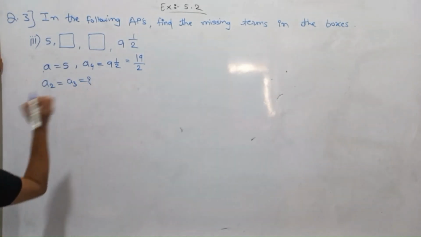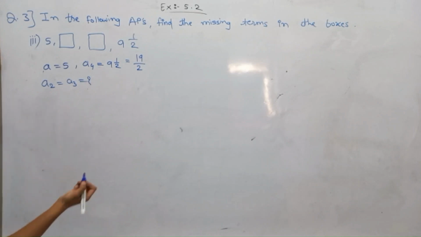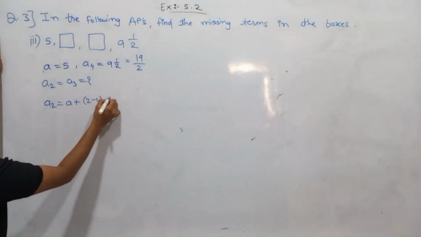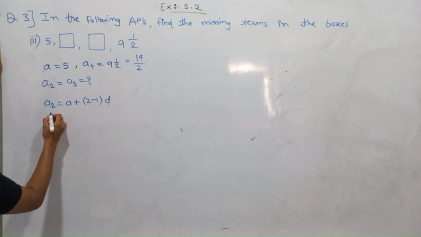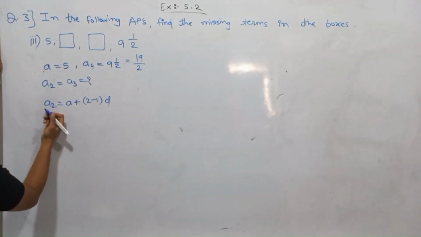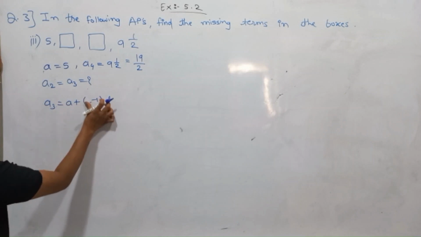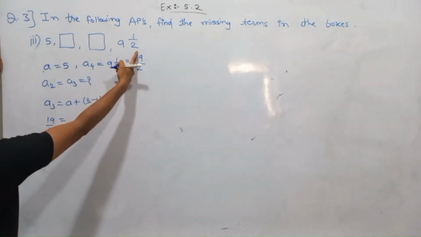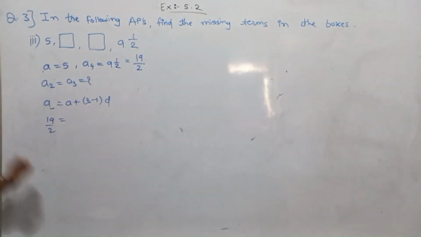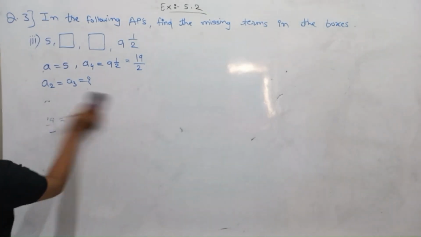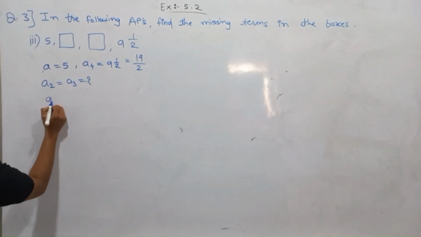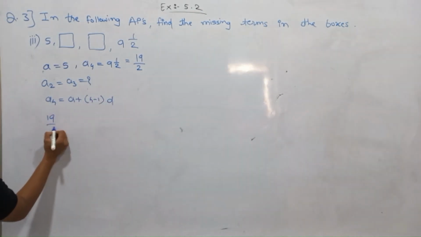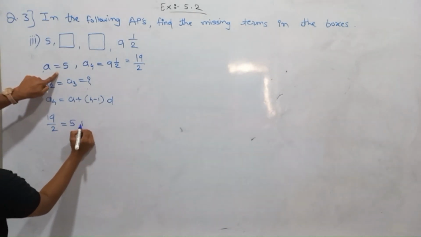I'm not having my common difference. a2 is a plus 2 minus 1 d, but I don't have a2, so I have to go with a4. Sorry, it's my mistake. a4 is a plus 4 minus 1 d. a4 I have 19 by 2, which is equal to a, which is 5, plus 3d.